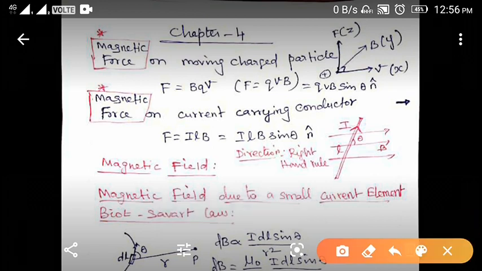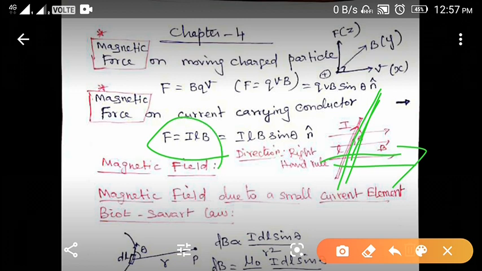Next, the magnetic force on a current carrying conductor. First was a single charged particle; here it is a conductor, so many charges are moving along it. The conductor is assumed to have length L, with current I passing through it, and it makes some angle theta with the applied magnetic field. So the magnetic force due to this field on the current carrying conductor can be written as ILB, and for direction purposes, ILB sine theta.